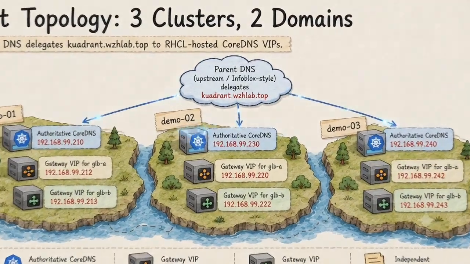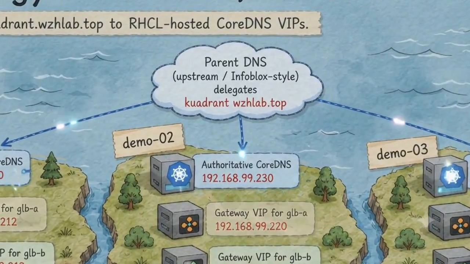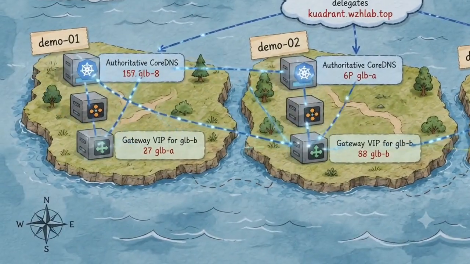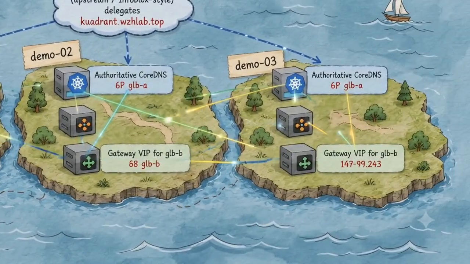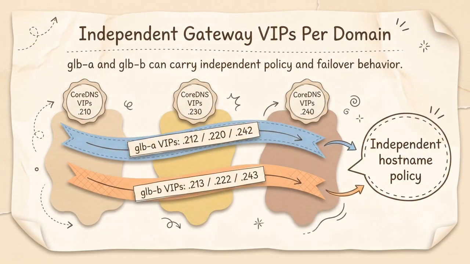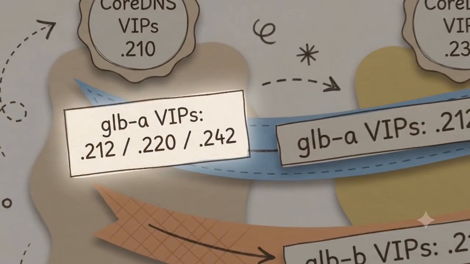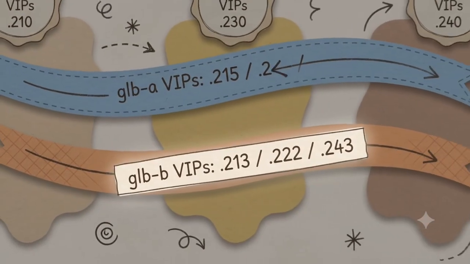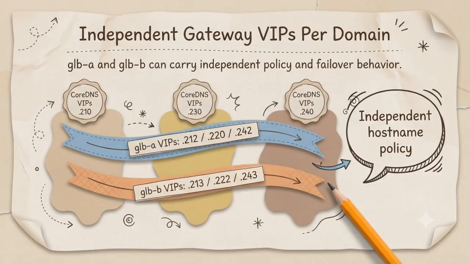This test topology features 3 clusters across 2 domains. The parent DNS delegates to core DNS VIPs on each island. Gateways handle traffic for GLBA and GLBB hostnames. Independent gateway VIPs per domain. Notice that GLBA and GLBB are independent. They carry their own policy and failover. This allows for a truly independent hostname policy.